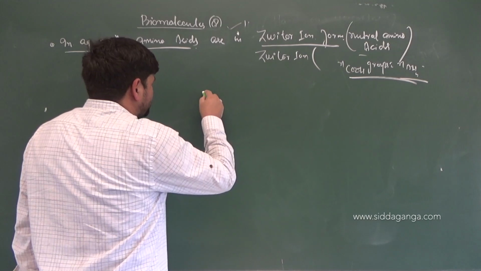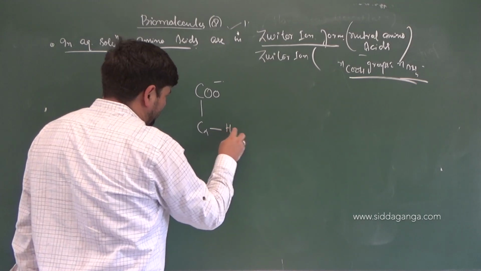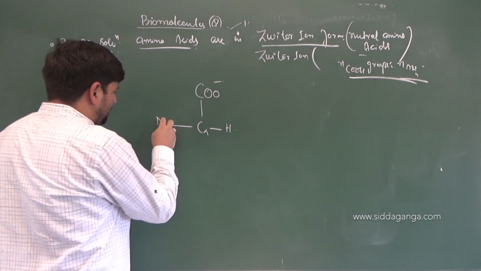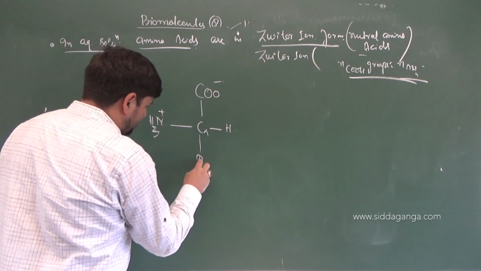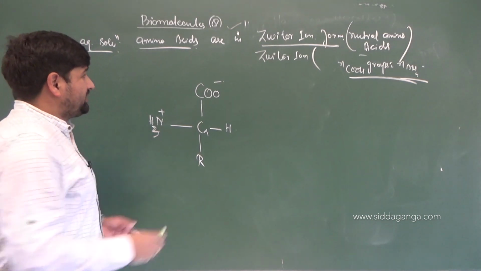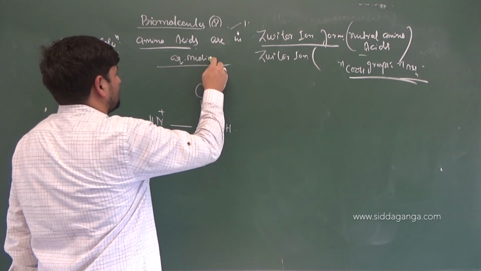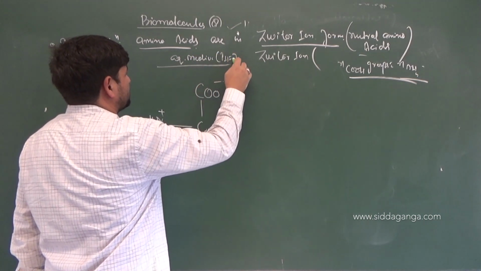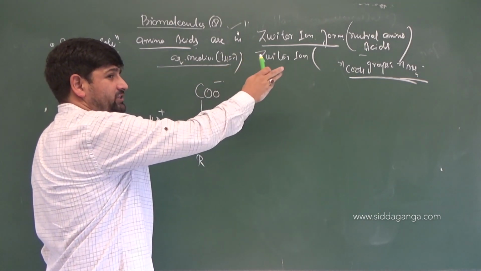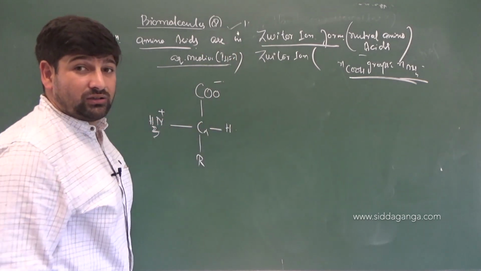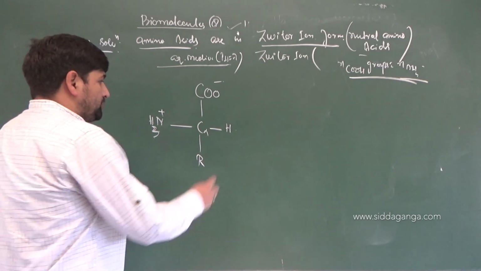We will have COO minus, then C alpha attached to H, then here, because of internal deprotonation-protonation reaction, it will be NH3 plus, then you have side chain R. Got it? Now this is in aqueous medium, where pH is almost 7, neutral. Technically it can be close to that, because most of the amino acids in near neutral states do not have any net charge.